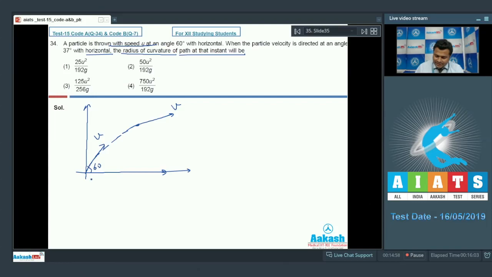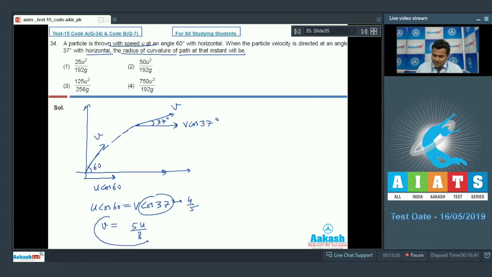This is 60 degree. Horizontal component we can write u cos 60. Horizontal component right here we can write v cos 37 degree. Now since we know that there is no acceleration in horizontal direction, so horizontal velocity will always be constant. So therefore u cos 60 must be equal to v cos 37 degree. Cos 37 we have to put 4 by 5. Now after solving we have v equals 5u divided by 8.